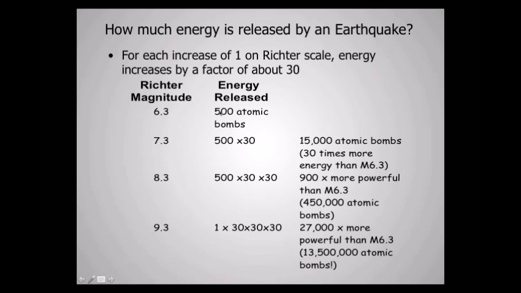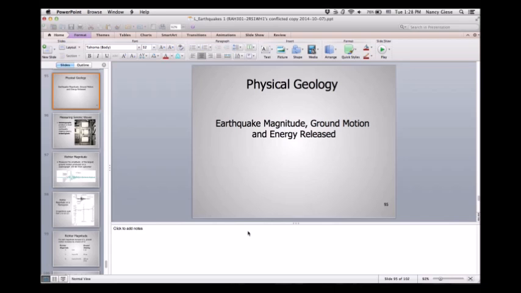So again, if that 6.3 magnitude earthquake released as much energy as 500 atomic bombs, then a 9.3 magnitude earthquake would release as much energy as 13,500,000 atomic bombs. And to go backwards in this, you would just take each amount of energy and divide it by 30, the number of times less.